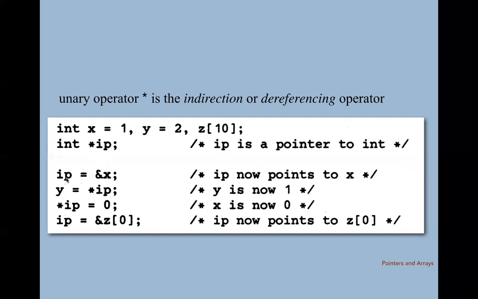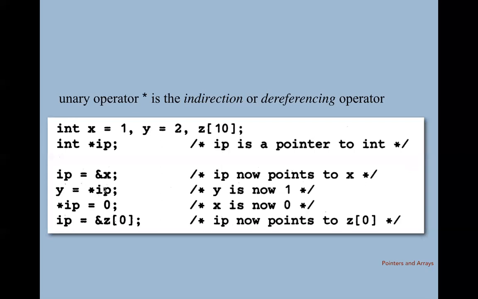Now, ip equal to ampersand x. So ip is pointing to the location x. ip is going to hold the address of x. Now, what does star ip refer to? The value present in the address of x, correct? ip is nothing but the address of x, so this asterisk says the value present in ip, that is, the value at the address of x.